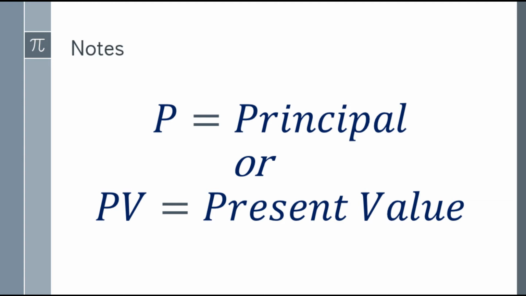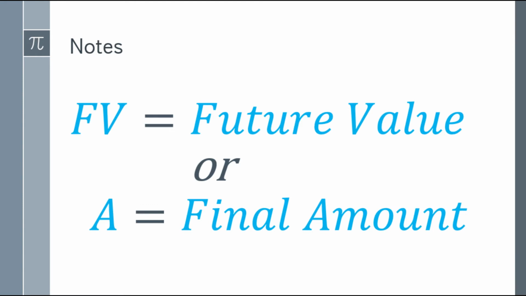Una, P for principal or PV for present value. Parehas lang sila ng value. Depende lang yan sa professor or instructor or textbook na gagamitin nyo kung anong variable. Kaso parehas lang sila. Same with FV for future value or A for the final amount. So, same lang din sila. So dito sa video na to, ang gagamitin natin is PV for present value at FV for future value.